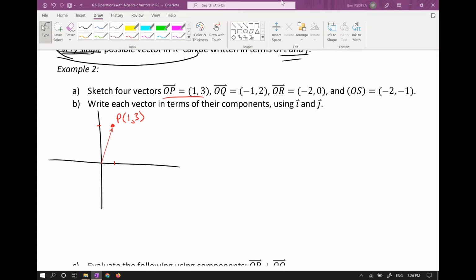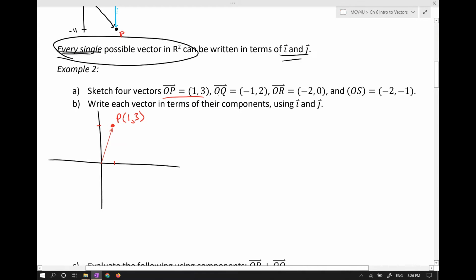So you should be able to plot the remaining points here, OQ, OR, and OS. You should be able to plot the points and the vectors. Try it out here, and I'll say pause the video, try it out, and then come back and compare your work. Fantastic. So here you have it.